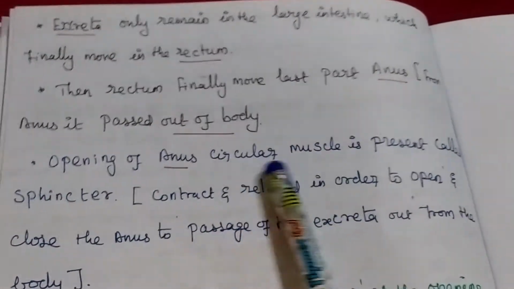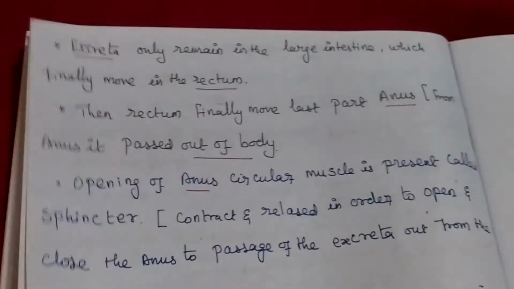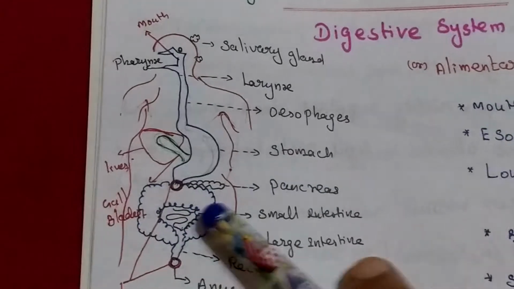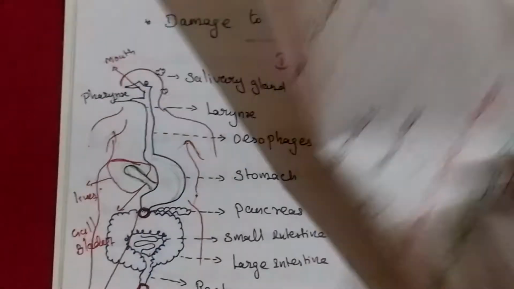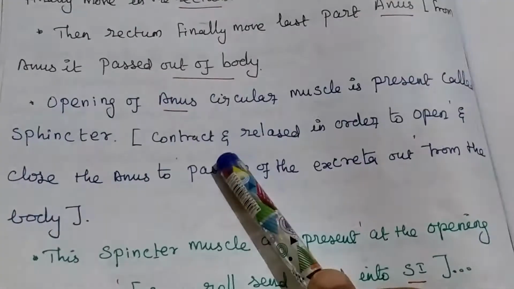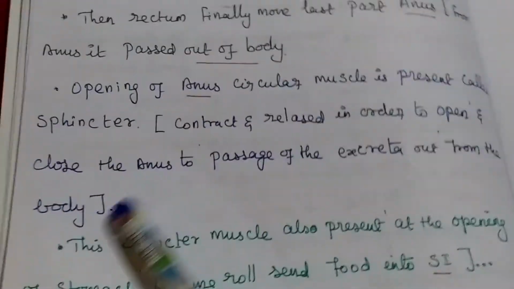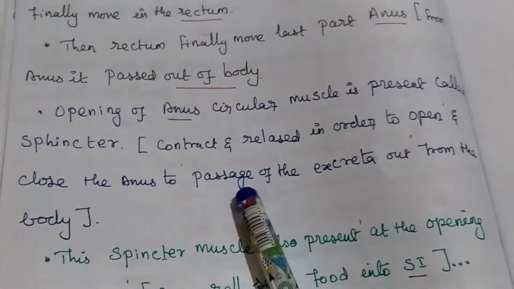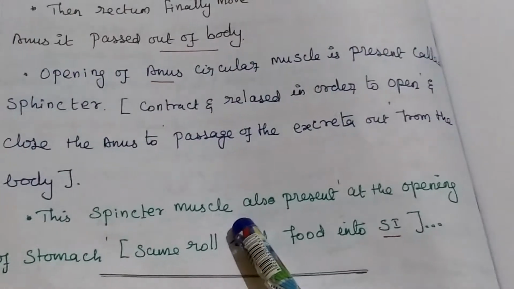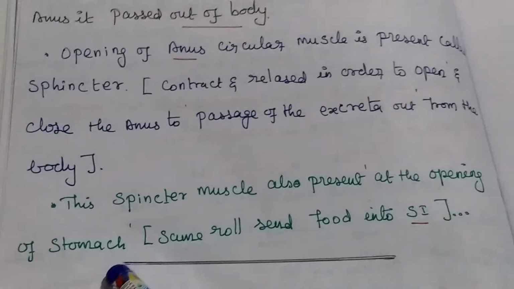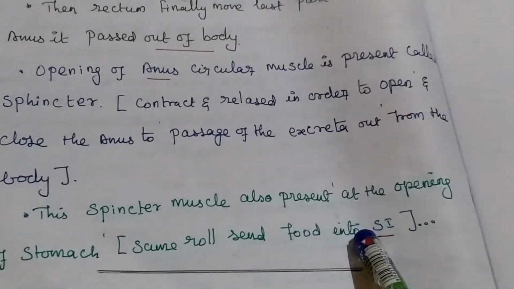At the opening of the anus, circular muscle is present, called sphincter muscle. Sphincter muscles are present in two places here, and then two places here. What is the role of sphincter? It contracts and relaxes in order to open and close the anus for passage of the excreta out of the body. Sphincter muscles are also present at the opening of the mouth. What is the role? Same role. It sends food into the small intestine.